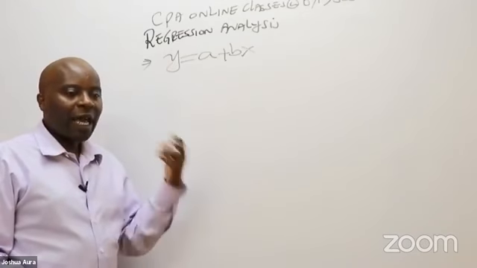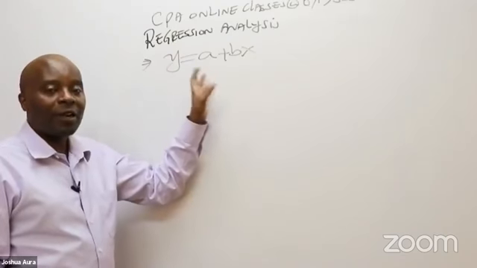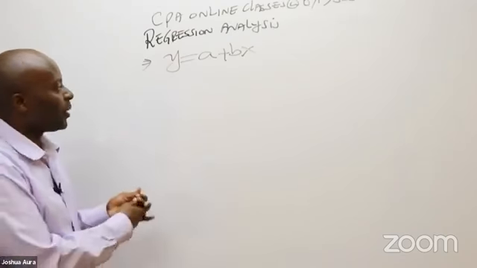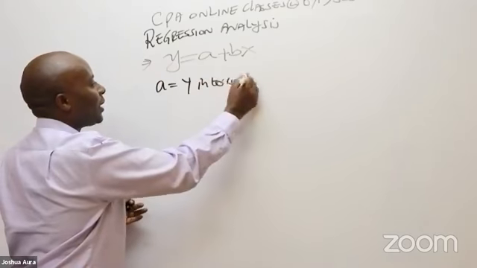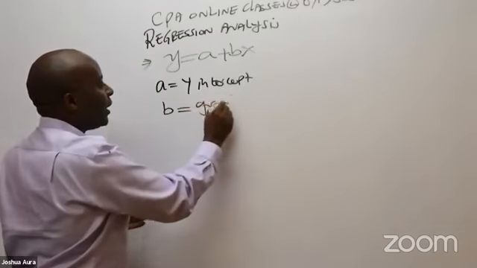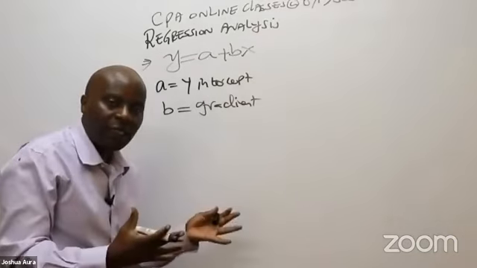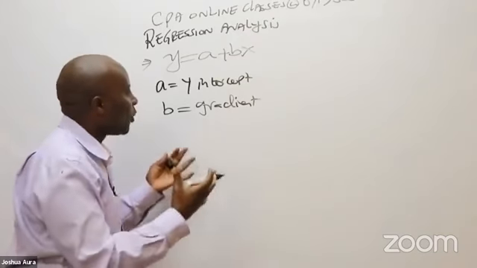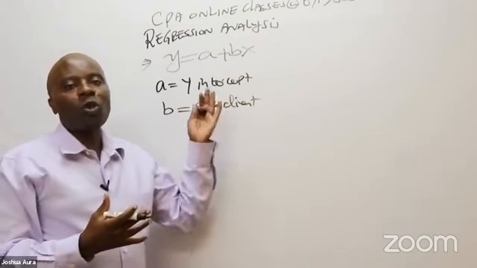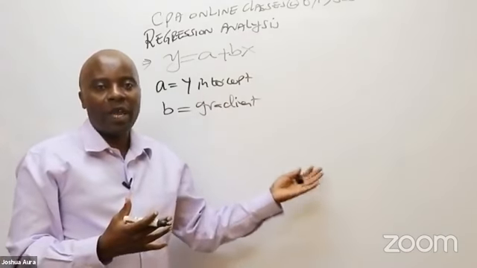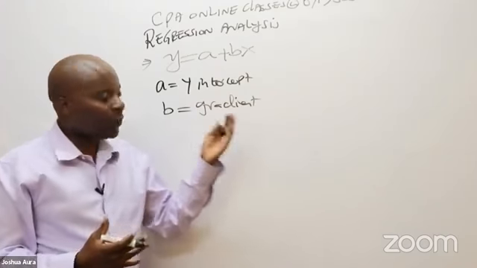If it's a straight line equation, ladies and gentlemen, then we need to appreciate the very fact that A is the y-intercept, and B is the gradient. The most important thing is for us to appreciate that to get B, we shall not go the easier way of talking of change in Y over change in X. This is regression, which gives us a special way of getting the gradient.